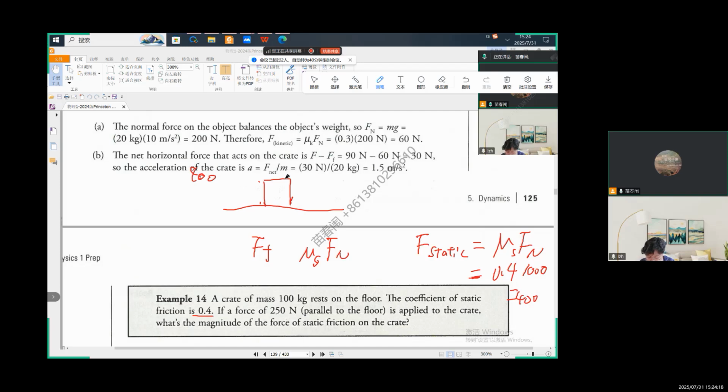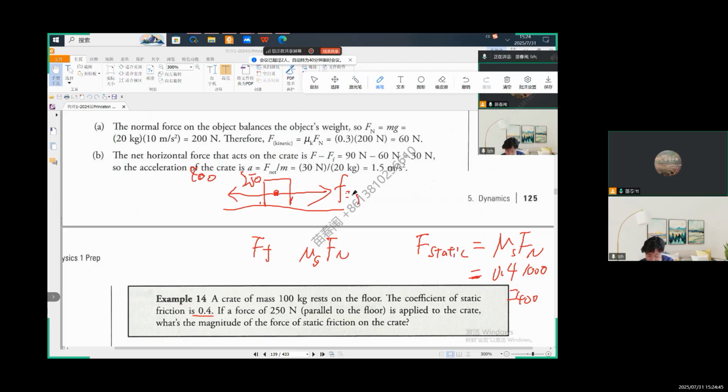And now you're giving 250. What do you think is the friction? Well, what will happen? Do you think it's going to move? No, it's not enough, right? So it's not moving. If it is not moving, what is the friction now? You give it a 250. If it is not moving, what's the other friction then? 250. Yeah, 250.